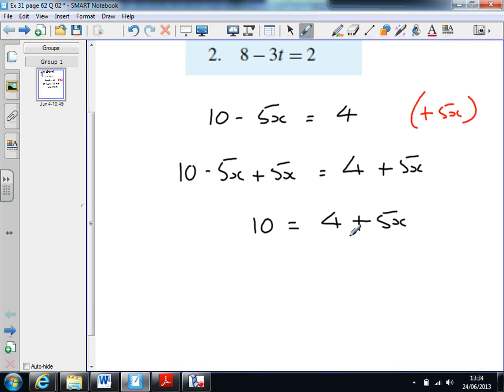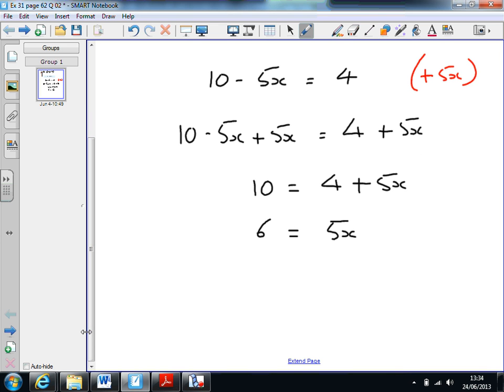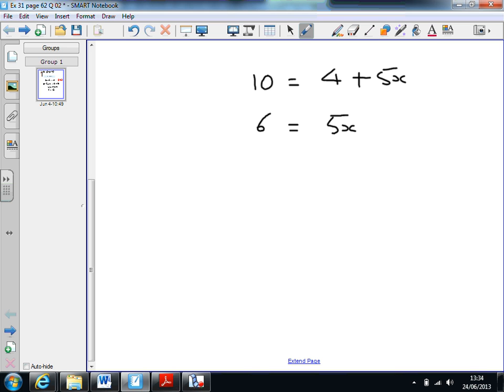So on the left-hand side, 10 minus 4 is 6. On the right-hand side, 4 minus 4, I've cancelled the 4, leaving just 5x. So I've got 6 equals 5x. And then finally, I would divide both sides by 5, because on the right-hand side, x has been multiplied by 5. So dividing both sides by 5, I get 6 divided by 5 equals x. And I've solved it.